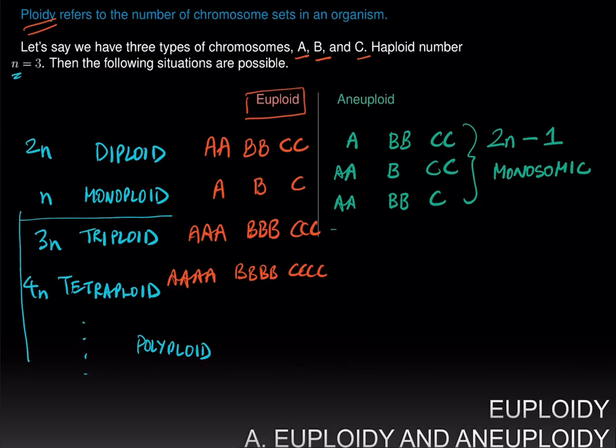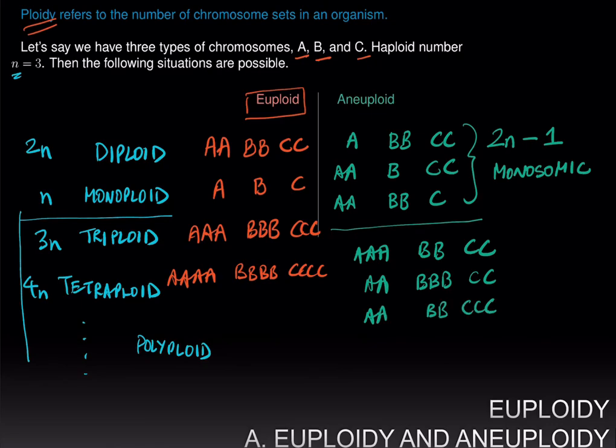You could have more than 2 chromosomes, so 3 chromosomes for 1 chromosome, while having the normal diploid number for the remaining chromosomes. For instance, you could have 3 A's, 2 B's, and 2 C's, or you could have 2 A's, 3 B's, and 2 C's, or 2 A's, 2 B's, and 3 C's. Here we have 1 extra chromosome over the diploid number, so we have 2n plus 1 chromosomes, and this is known as trisomy or trisomic.